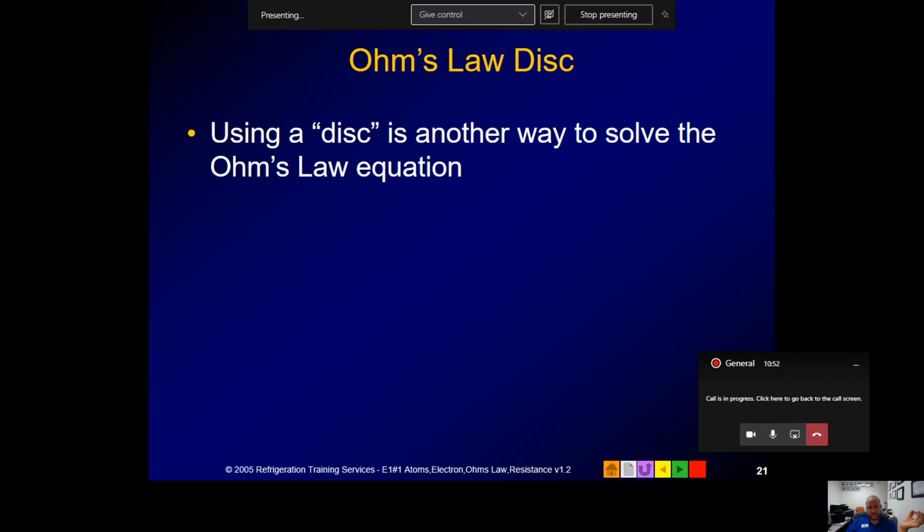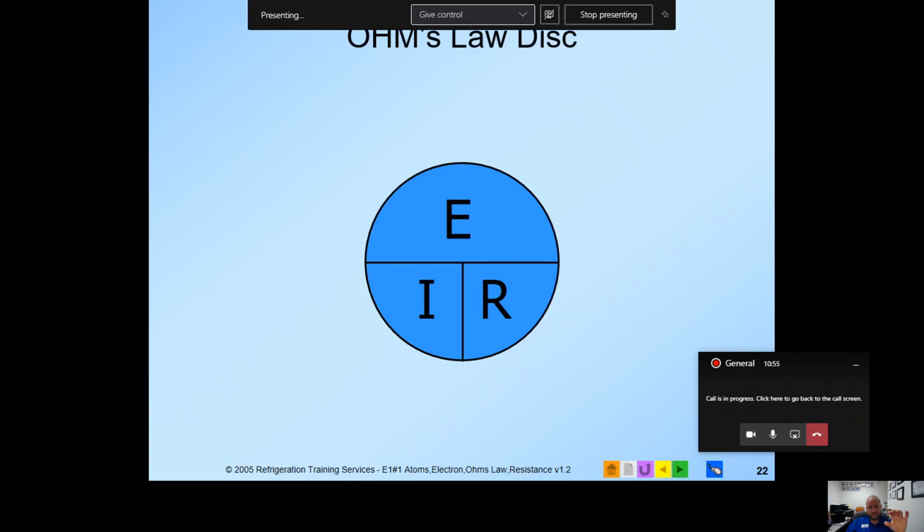All right, so here's one of the easier ways to learn this. If you can imagine this circle, this is your wheel or your disc.